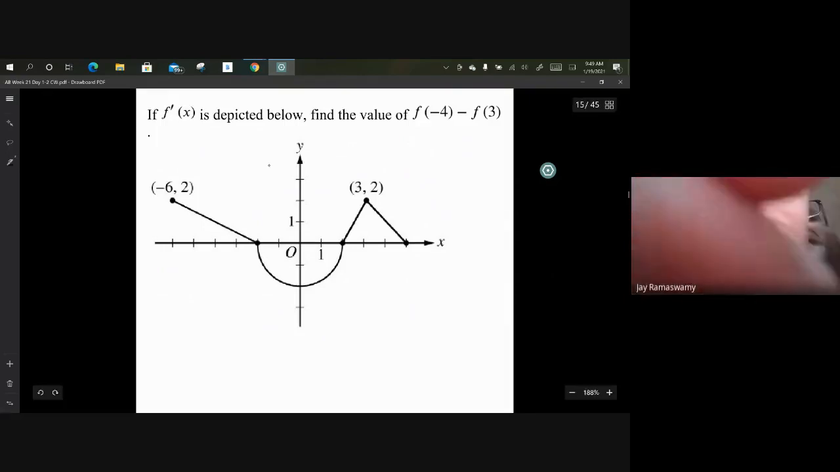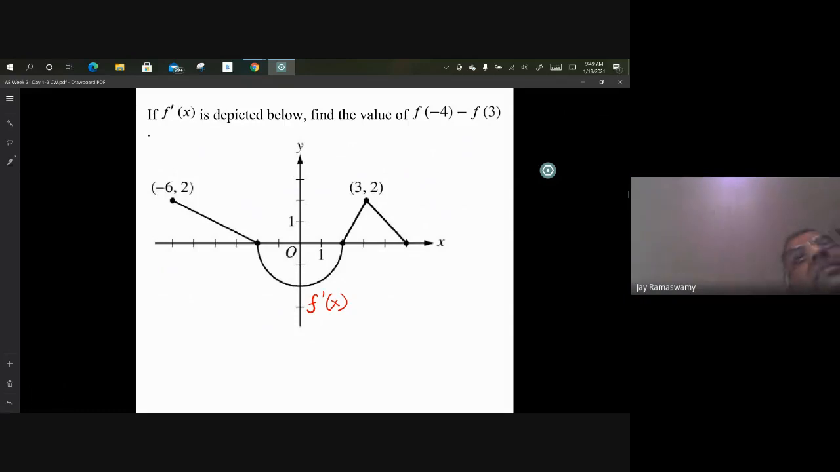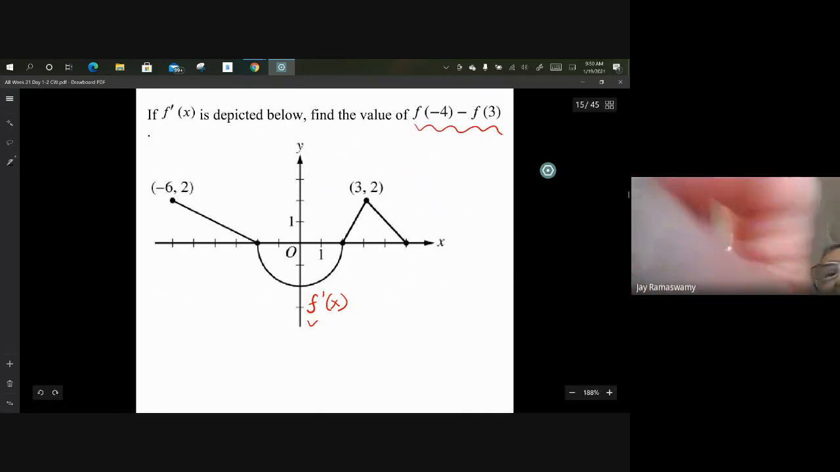Okay, by the way, this is f dash of x. Label that. Read the question. It says if f dash is depicted below, you have a question just like this. Find the value of f of -4 minus f of 3. Look at the board, please. Is there a mismatch?